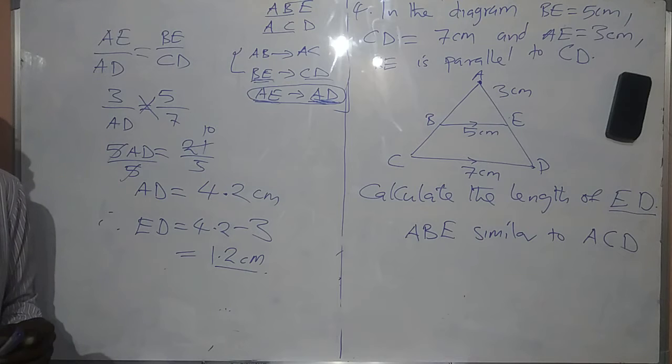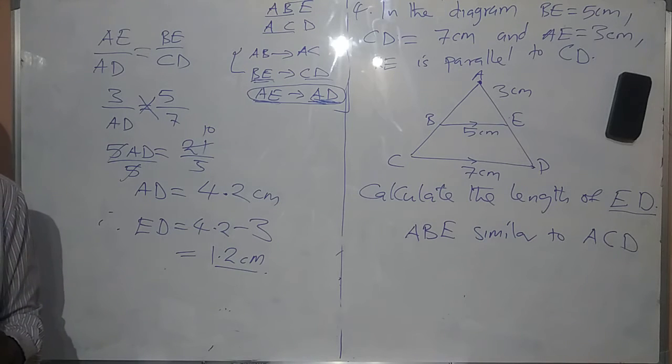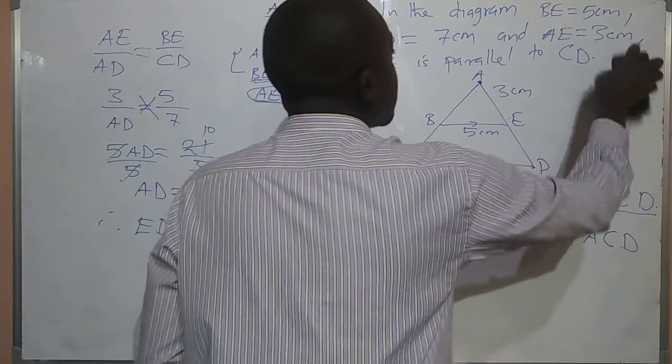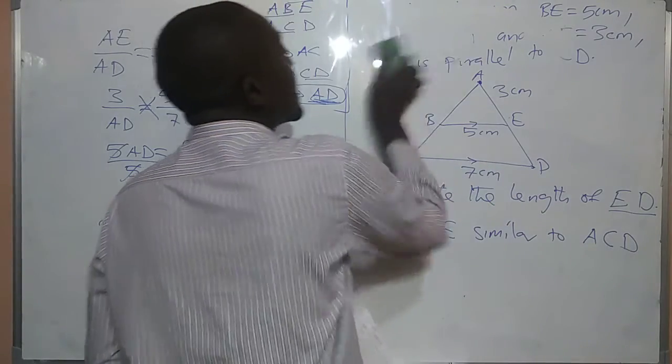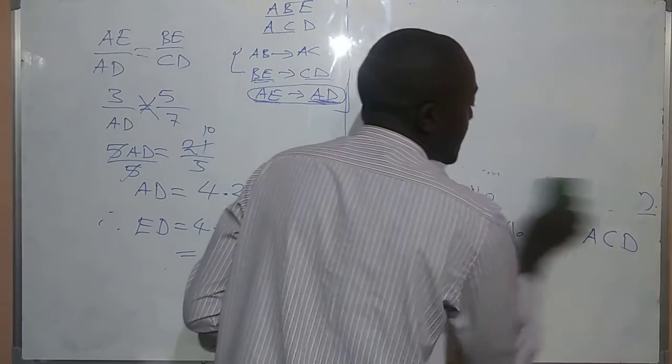Okay, so this is what you find under similar triangles. So now we are going to another part, which is the congruence. Remember the topic is similarity and congruence. So let us start the next part.